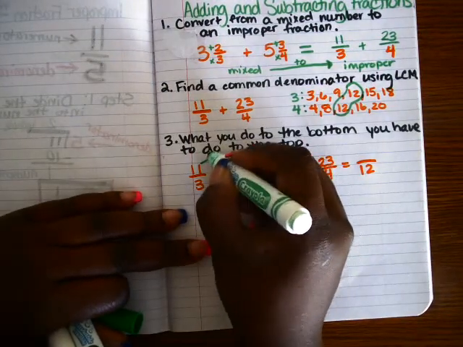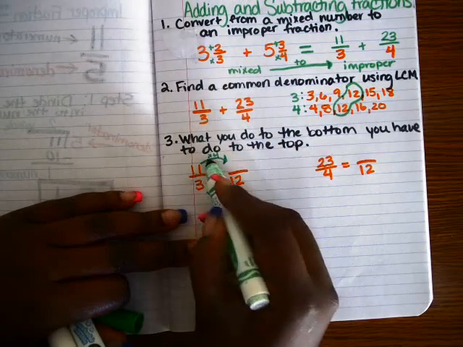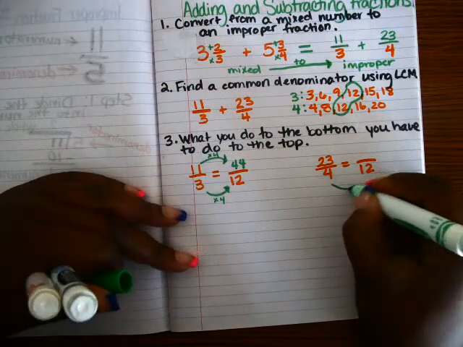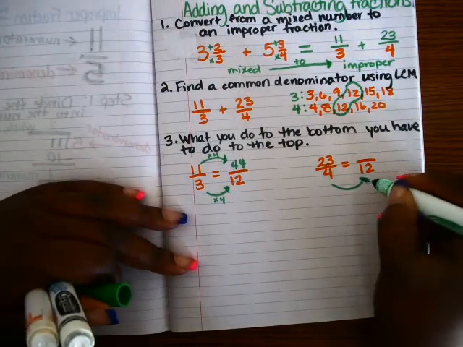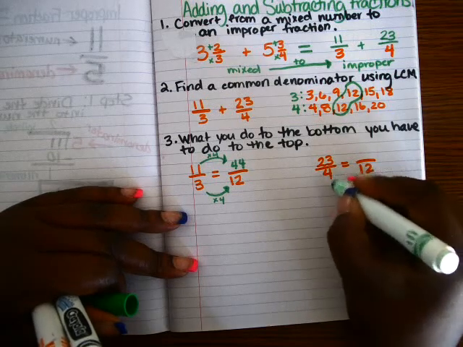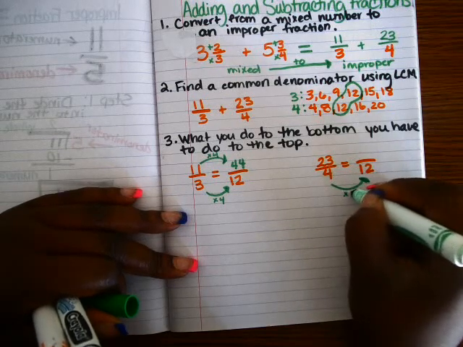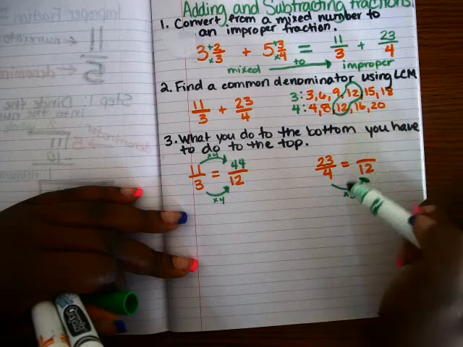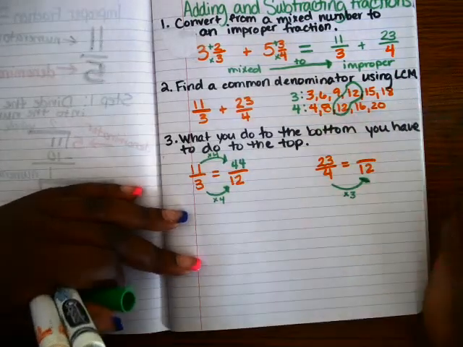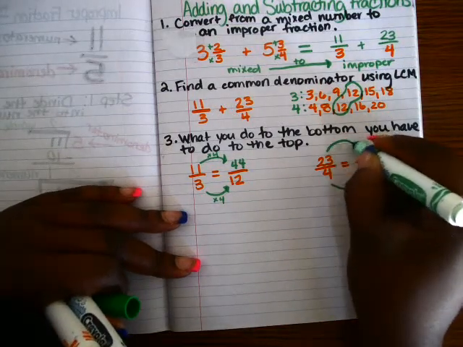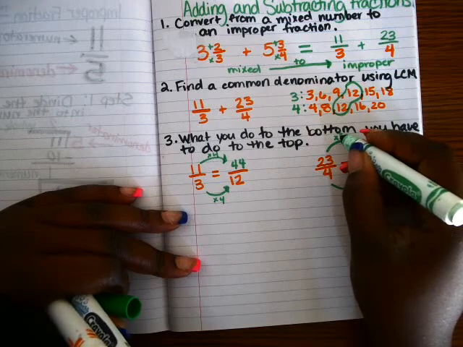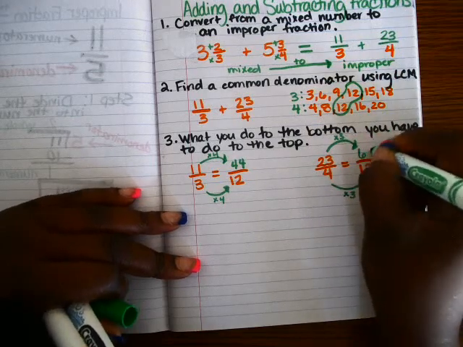And whatever we did to the bottom, we have to do to the top. So 11 times 4 is 44. Same thing with this fraction. I try to figure out, well, how do I get from 4 to 12? I can only multiply or divide. But of course, I'm going from the smaller to the bigger, so I'm going to multiply. And if I don't know that, then I can just count. It took me 1, 2, 3 numbers to get to 12. So what I do to the bottom, I do to the top. And 23 times 3 is 69.